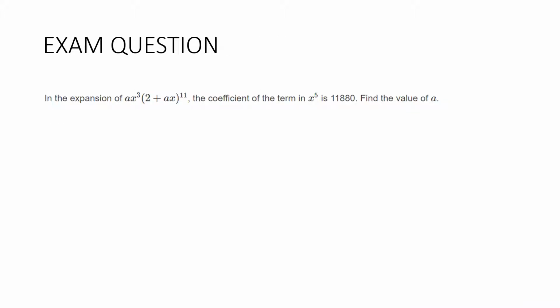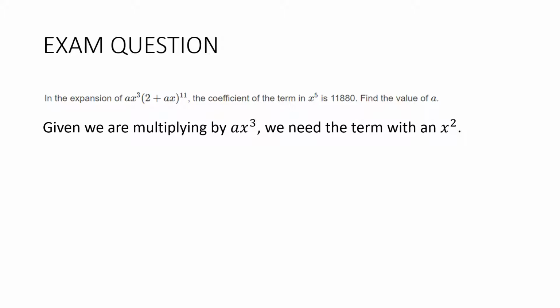So here's an exam question. In the expansion of ax cubed and then in brackets (2 plus ax) all to the power of 11, the coefficient of the term in x to the fifth is 11,880. Find the value of a. So given we're multiplying by this ax cubed, we actually only want the term with an x squared in here. And we could go through and do the general term, but I know it's going to be the third term. The first term's got no x's, the second term will have one of these, and the third term will have this one squared. So I'm just going to expand it out a bit.